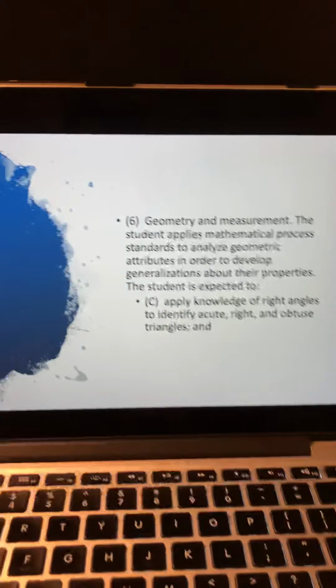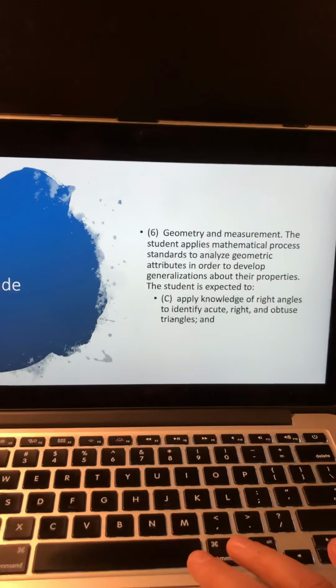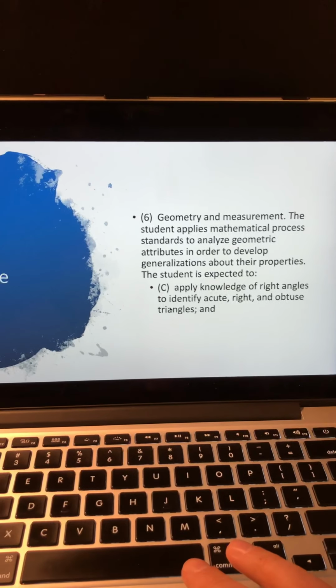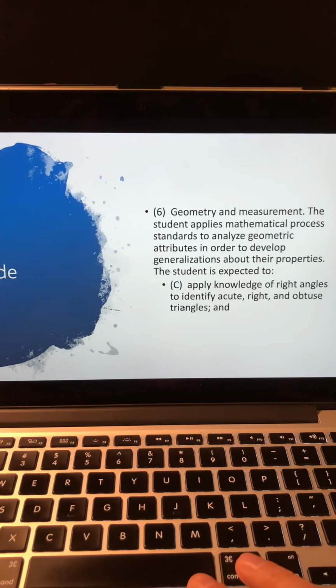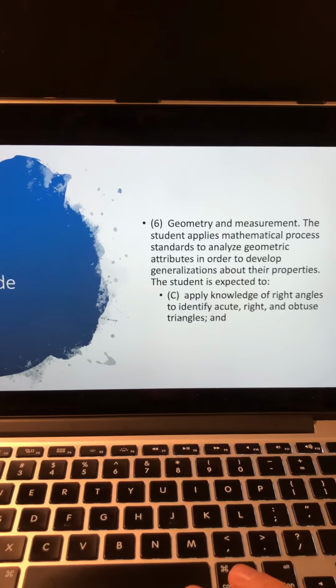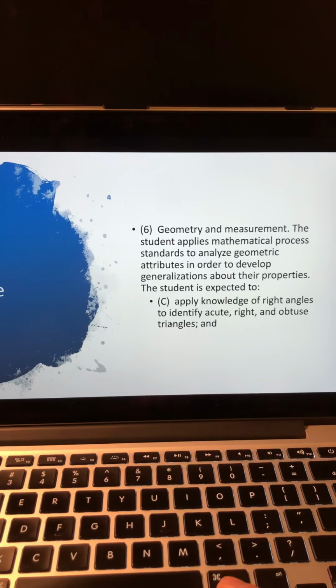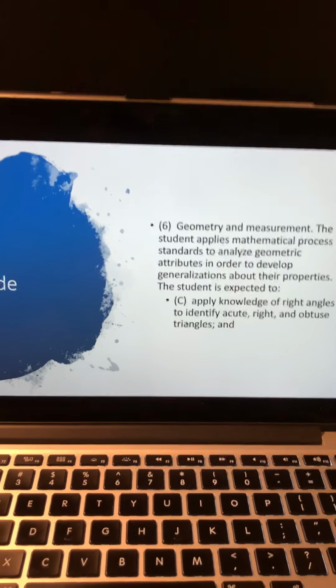Alright, so first our 4th grade TEK is 6C. It is geometry and measurement. The student applies mathematical processes standards to analyze geometric attributes in order to develop generalizations about their properties. The student is expected to apply knowledge of right angles to identify acute, right, and obtuse triangles.